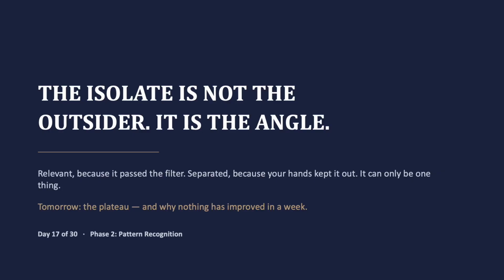That is day 17. An isolated card is always a commentary on the cluster, never a separate thread. And now you know why the word always is earned rather than asserted. It passed the filter, so it is relevant. Your hands kept it out of the group, so it is separated, relevant and separated. There is exactly one kind of thing that can be both. Something connected to the situation by relevance, but not by proximity. Something speaking about the group from outside the group.